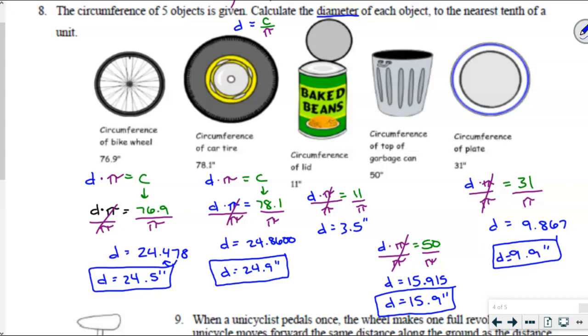Now, go one step further for me on each of these. What if I wanted to know the radius? What if I wanted to know the radius for, let's just focus on this one here with the car tire. What would the radius be? Cambria. Not 78.1 divided by 2. That could be a step, but we still wouldn't know the radius at that point. Zuri.